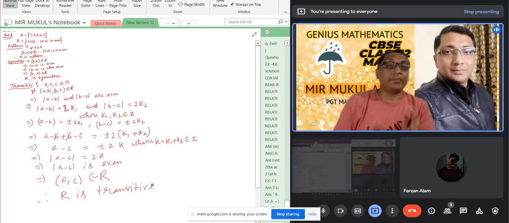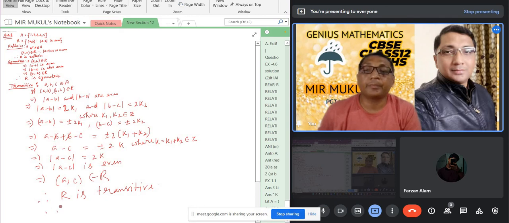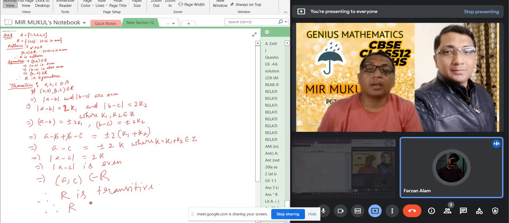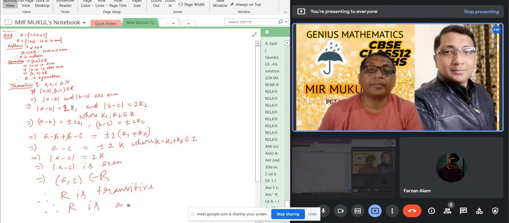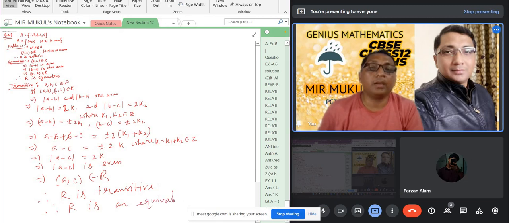Since R is reflexive, symmetric and transitive, therefore it is also an equivalence relation. R is an equivalence relation.